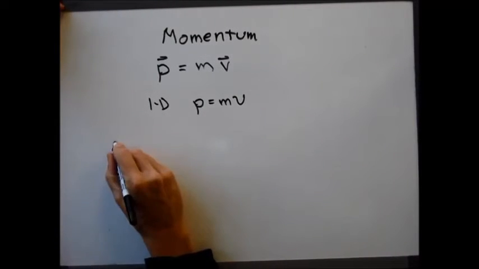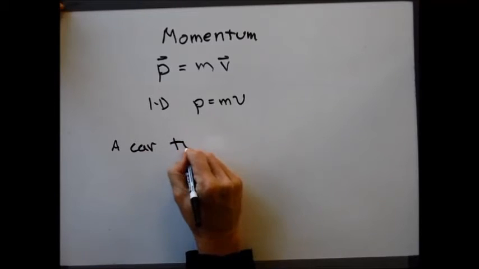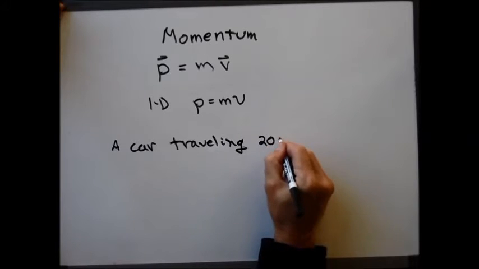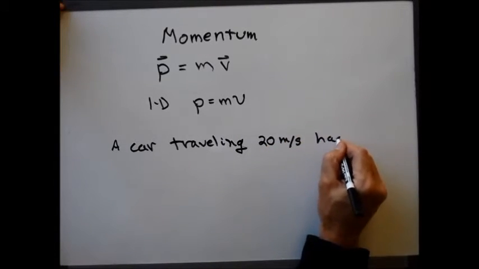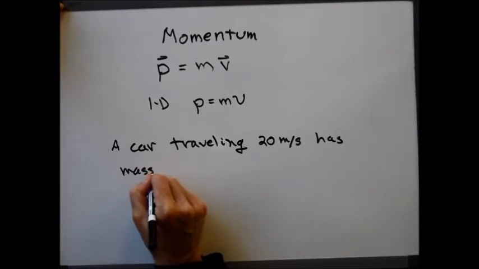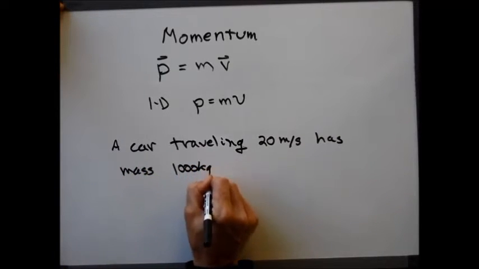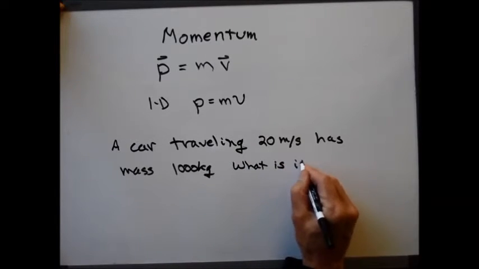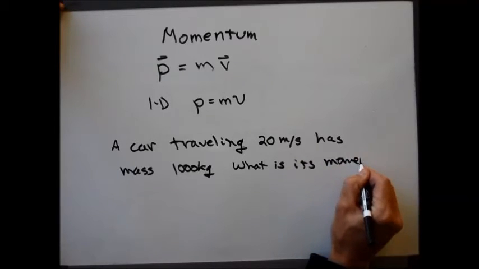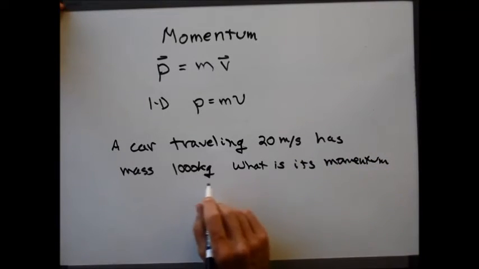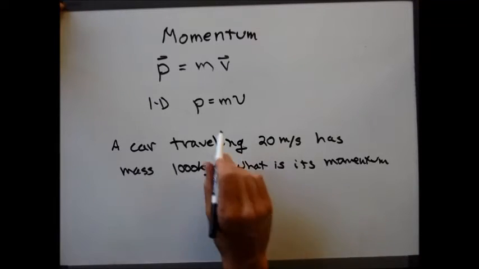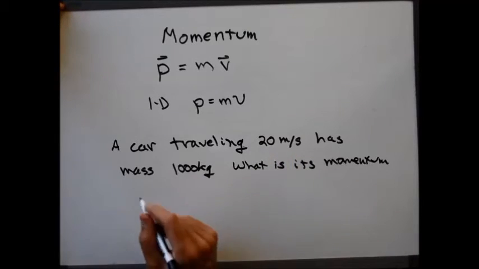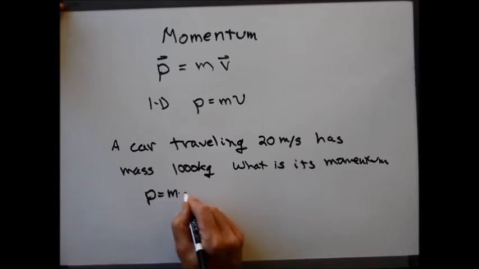So we can give an example. A car traveling at 20 meters per second has mass 1,000 kilograms. What is its momentum? Now this is kind of a one-dimensional problem. I haven't got a direction in here, even though momentum is a vector, but when I write 20 meters per second, I assume that's going in one direction, so I'll say P is equal to mass times velocity, right?